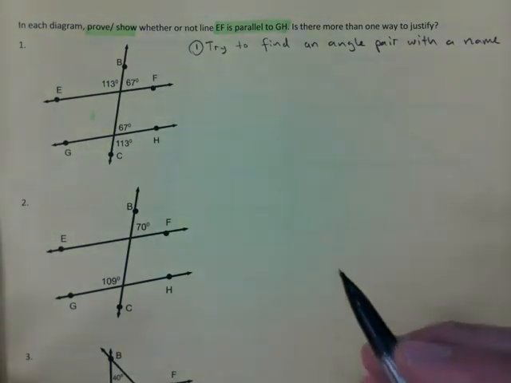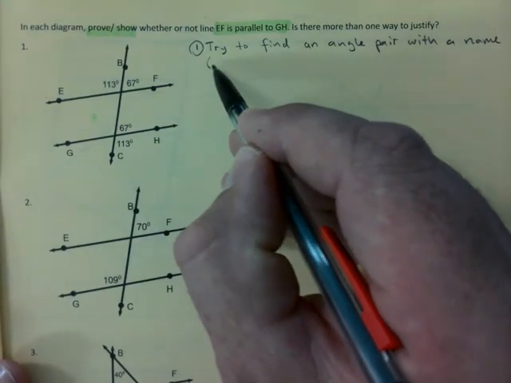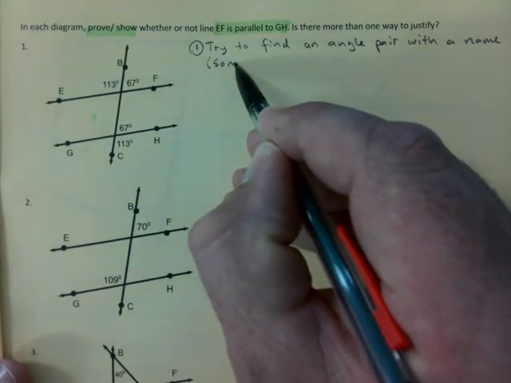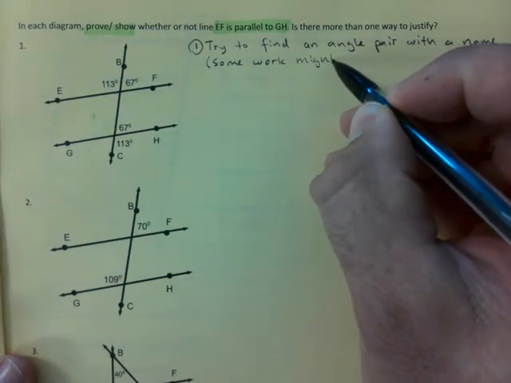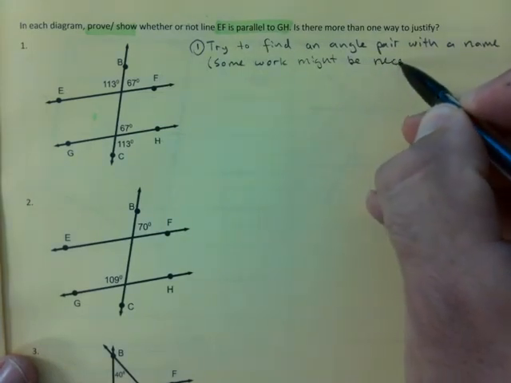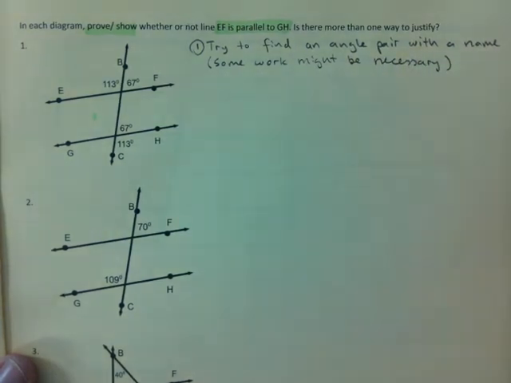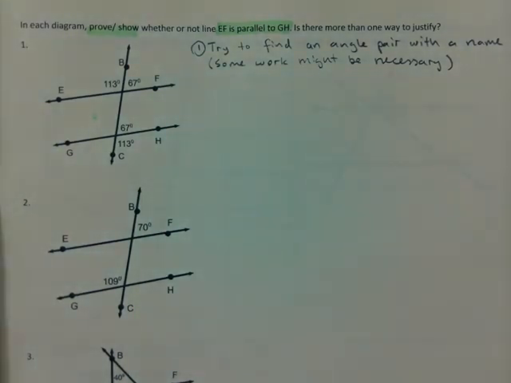Some work might be necessary. You might have to do a little bit of work using the things that I told you are always true, the first page. Sum of a triangle is 180, sum of a rectangle is 360, straight angle is 180, all those things. Those are facts. You cannot use those to prove if lines are parallel. You have to use this to make that point, okay?